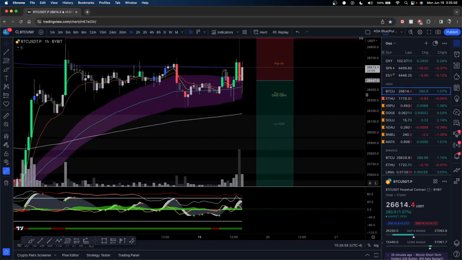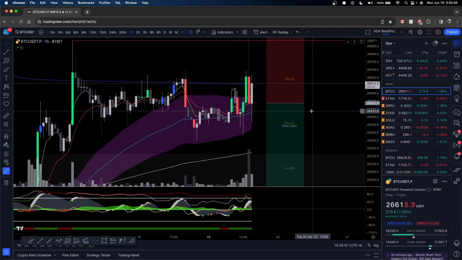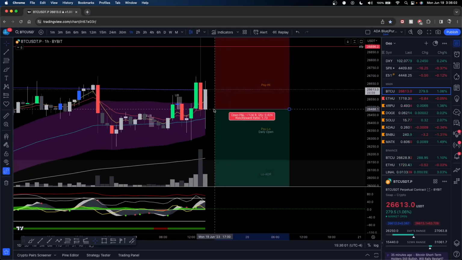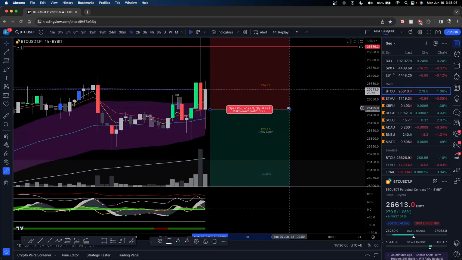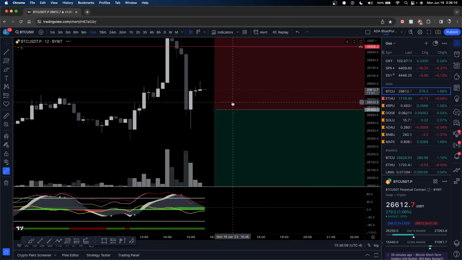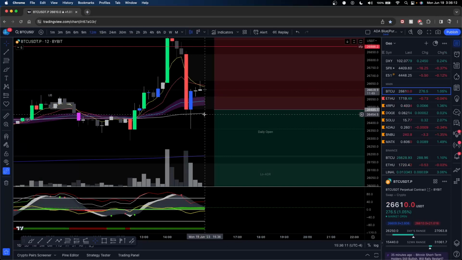Like, the technical way is at the candle close, but the first thing that I mentioned was I don't like trading candle closes. I just don't. I don't really believe in that. So, would I have entered on the candle close? Probably not.